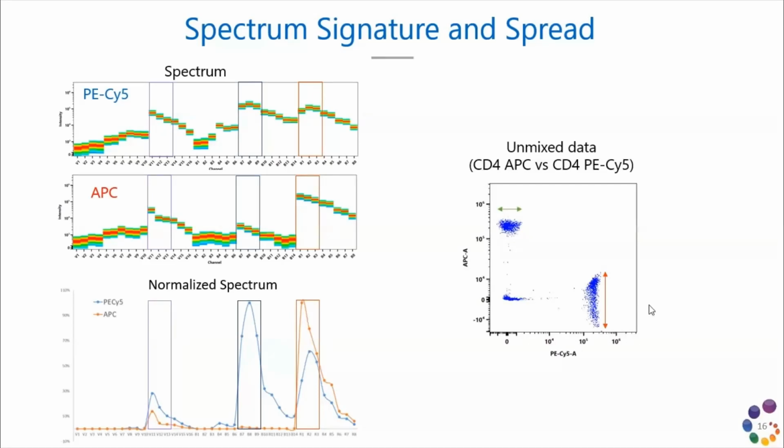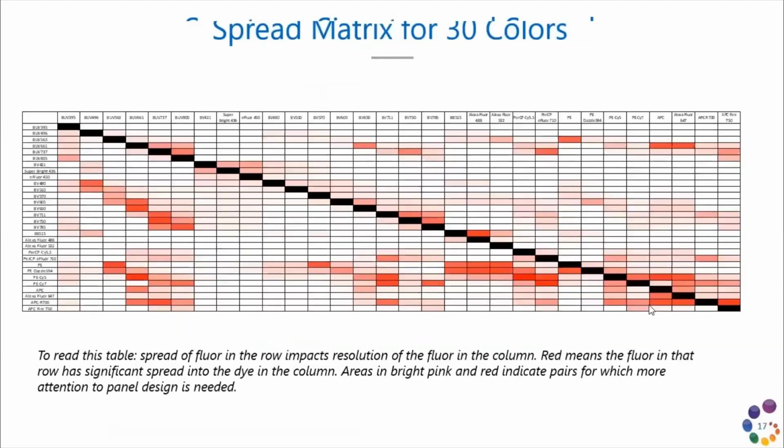This example is only showing the interaction between one pair of dyes. How do you understand the interactions occurring between all of the dye pairs in your panel? Lucky for you, there are tools available to help with this. One such tool is the spread matrix tool.